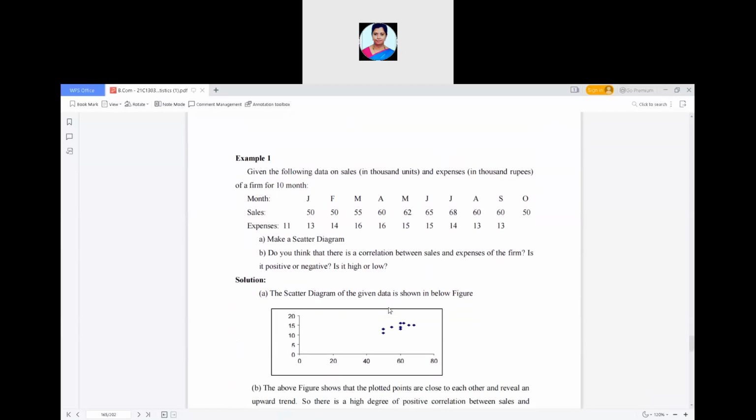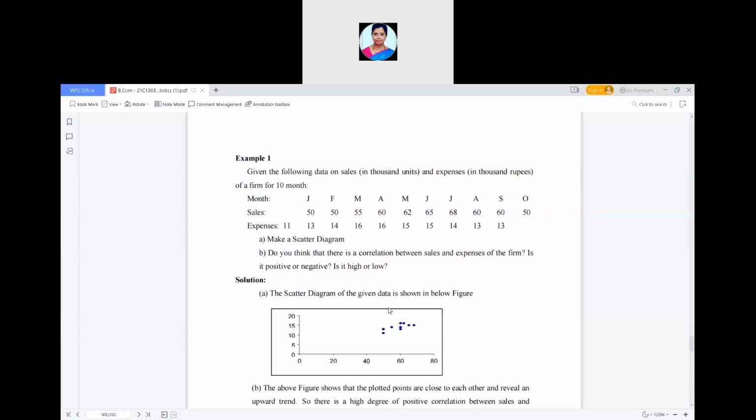Given the following data on the sales and expenses of a firm for 10 months, the month and the sales they have given, January to October, with the sales. The question is, make a scatter diagram. And the second question: do you think that there is a correlation between sales and expenses of a firm? Is it positive or negative, or what variety? That is the classification. That's the question.